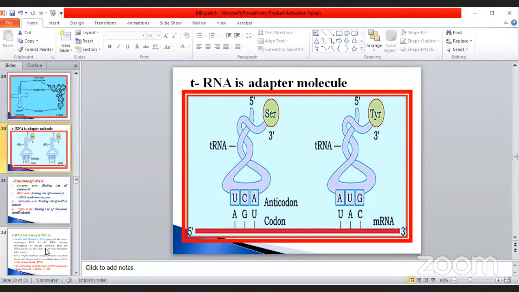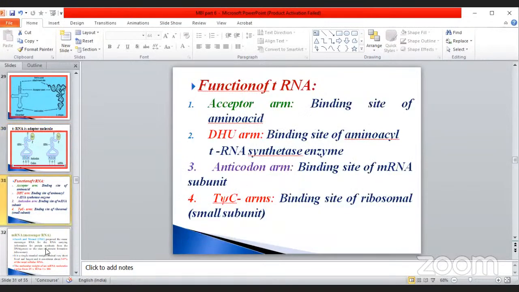And the codon-anticodon regions: how the codon of the mRNA is joined with the anticodon of the tRNA molecule. The functions of the tRNA are carried out by the acceptor arm, DHU arm, anticodon arm and T-psi-C arm, and how they bind with other molecules, the amino acid binding sites.